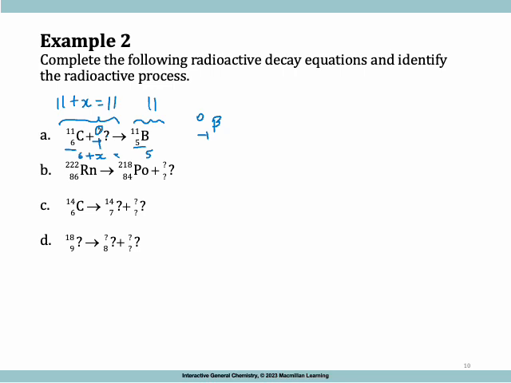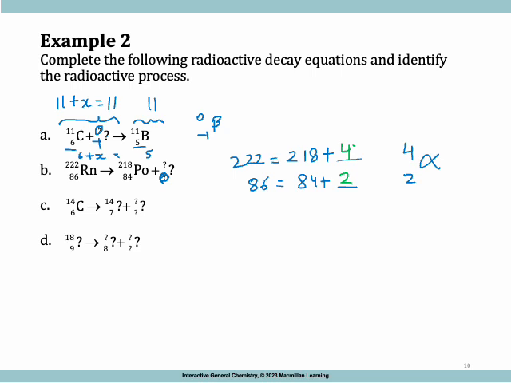The next reaction, 222 should be equal to 218 plus something, which means what is this something? This something is 4. Okay, next I have at the bottom 86 equals 84 plus something plus this number. Okay, which means what is that number? That should be a 2. Okay, which means 2, 4 is released. And what is this particle? Alpha particle. Okay, so that's an alpha particle.